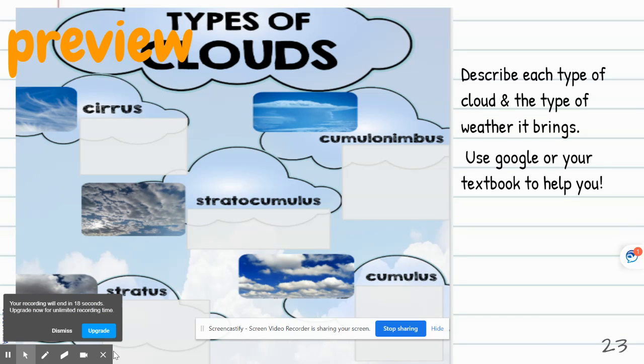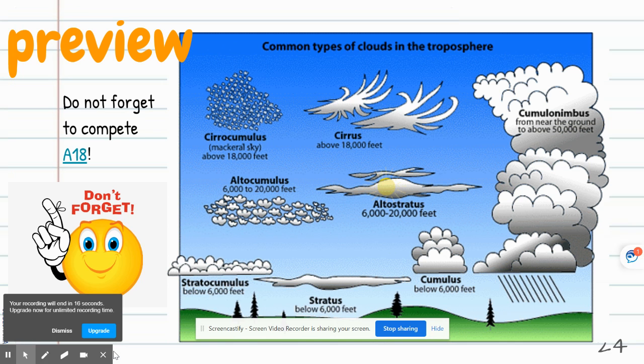Again, reading this, doing some research, completing the assignment. Assignment 18, looking at the picture.